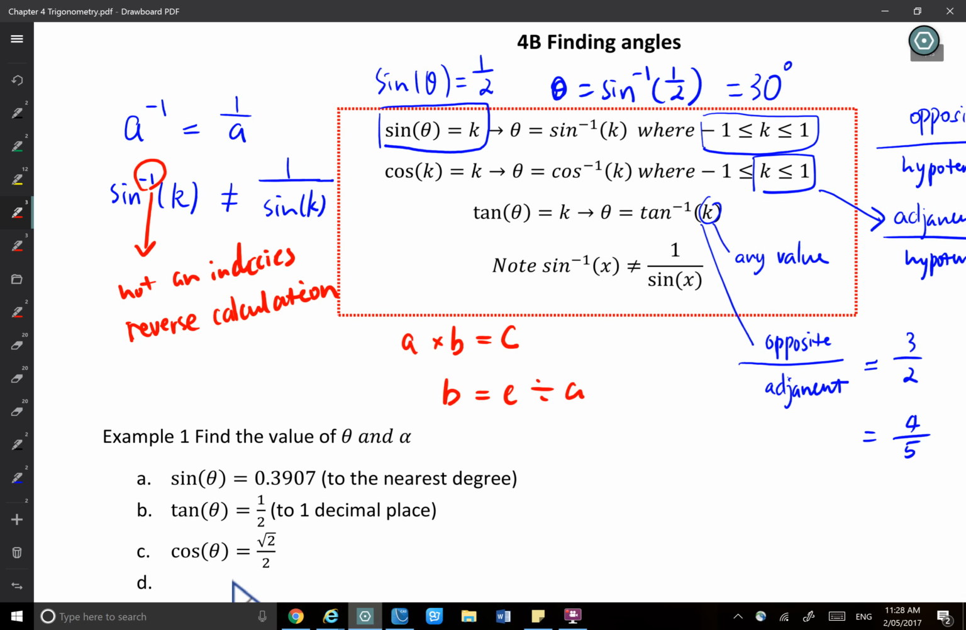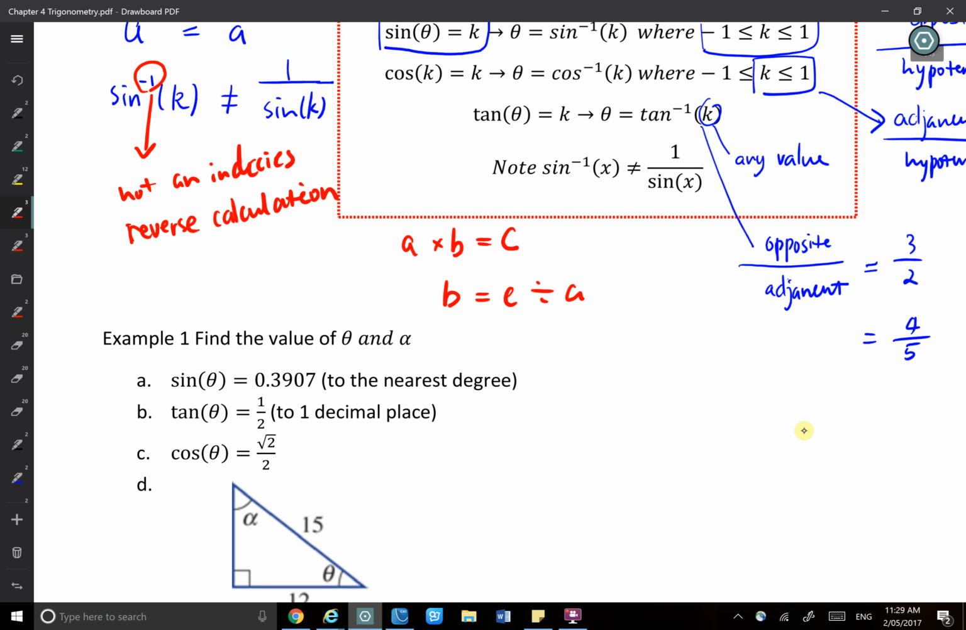So going back, how do you calculate the theta? Sine inverse is more a sign, like division, multiplication, plus, minus. It's not really an indices. So that's why you don't have 1 over that. Do not confuse with that.